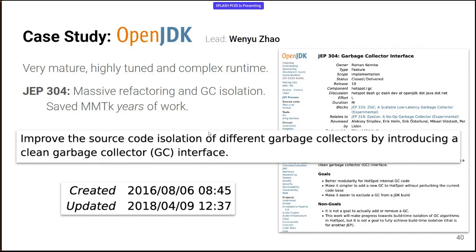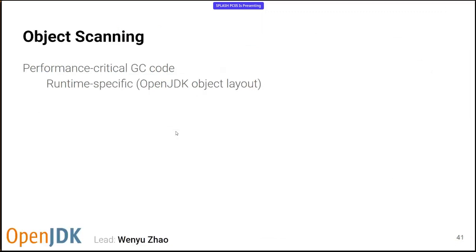But the payoff for them is huge, whether or not they use MMTk. Like the OpenJDK people, they did it even despite MMTk. It meant they could build ZGC, or they can integrate ZGC, and that was what motivated this piece of work in particular. So there's a big payoff for them.